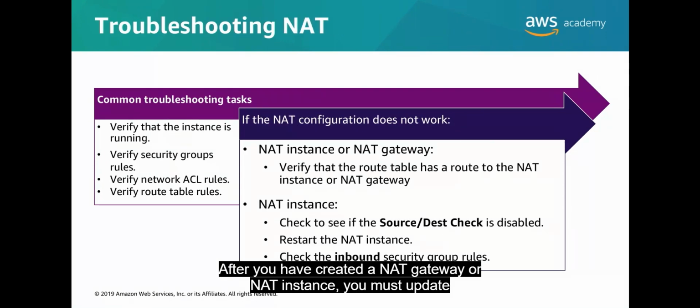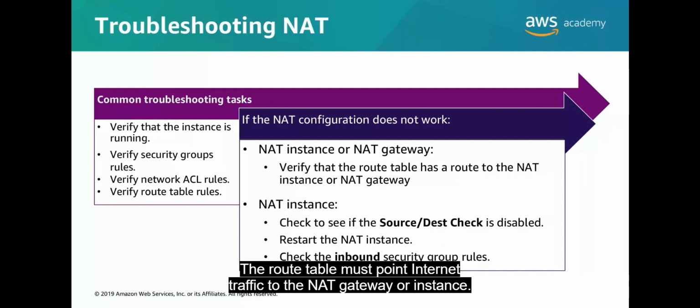After you have created a NAT gateway or NAT instance, you must update the route table that is associated with the subnet of the private instance. The route table must point internet traffic to the NAT gateway or instance. This configuration enables the private instance to communicate with the internet.